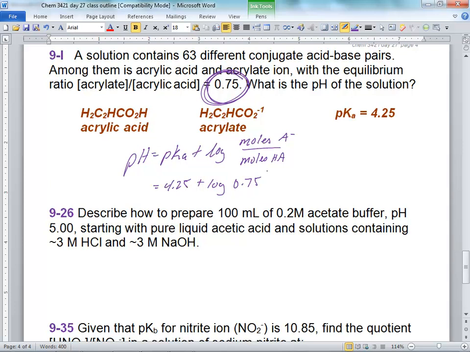And sometimes you got to watch these guys, right? Because they try to trick you, and they'll flip this. They'll put the conjugate acid on top and hope you don't recognize it, right? I hate those tricky questions. But that's pretty much all you got to do.